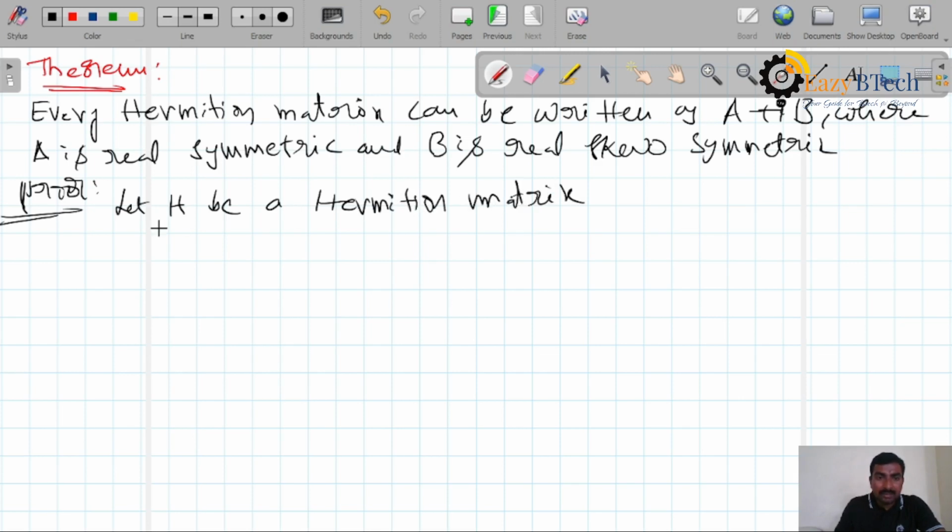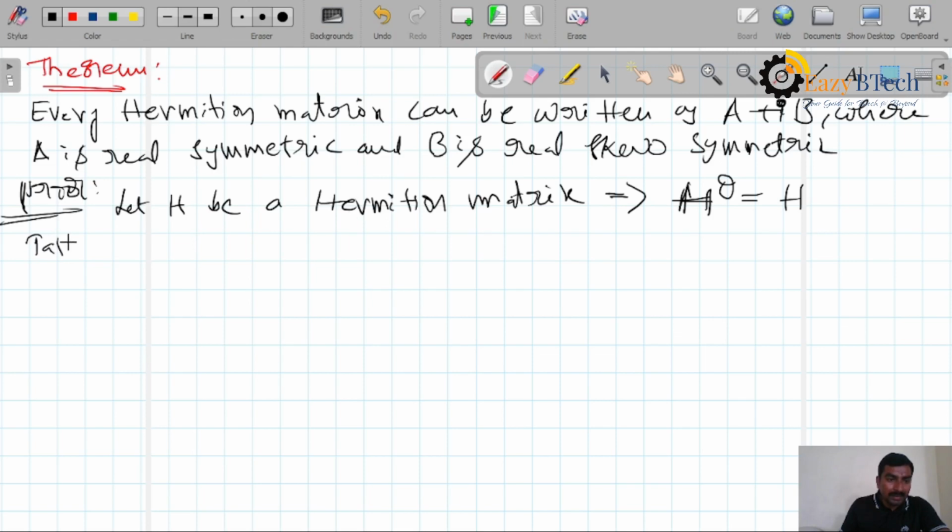What is the meaning of Hermitian matrix? Let H be a Hermitian matrix. Hermitian matrix means H power theta equals H. Suppose A is Hermitian, then A power theta equals A. Here H is Hermitian means H power theta equals H. This is the Hermitian matrix.